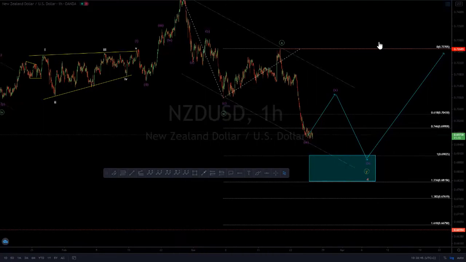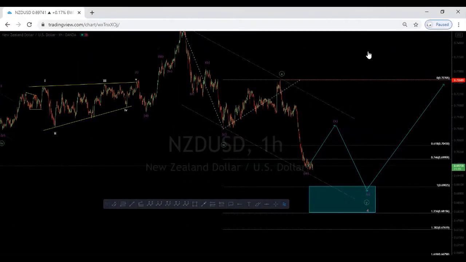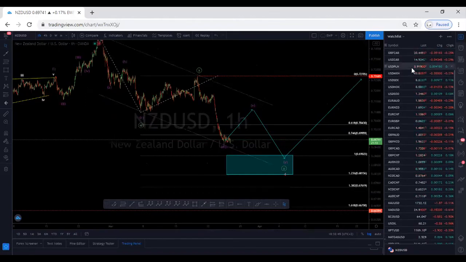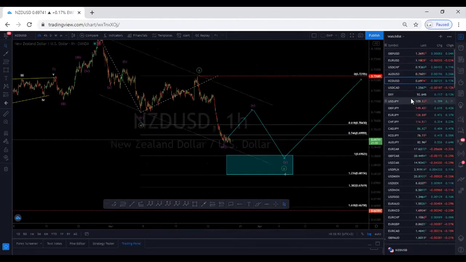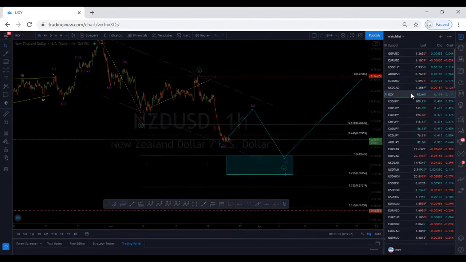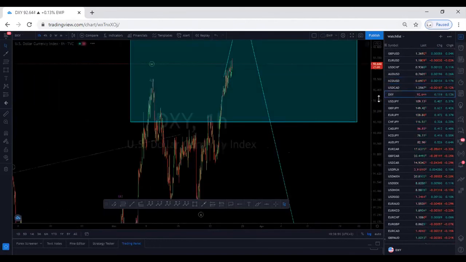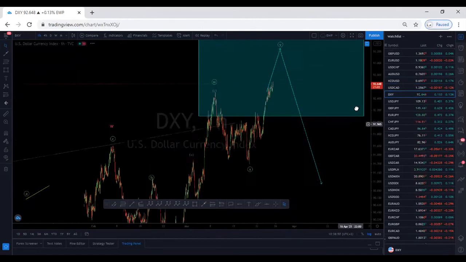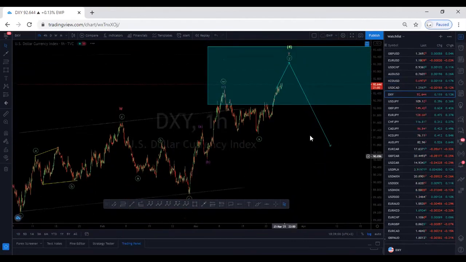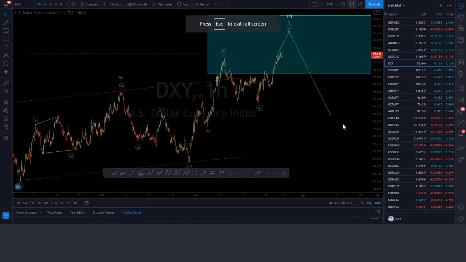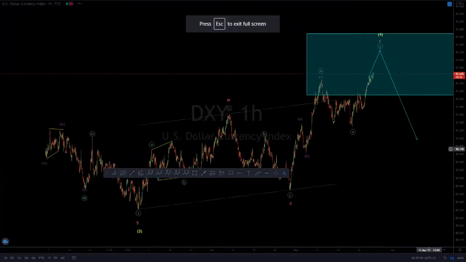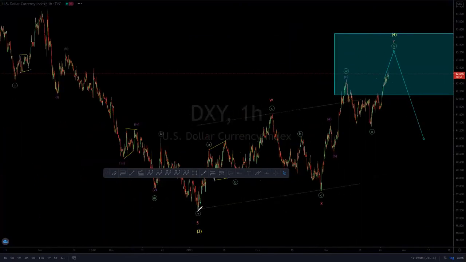Let's see here. What else do we have? Dollar index, I think this one is a must that we talk about every time we're in a live trading room, because this is the driver of the market. This is the driver of the market. So I'm still expecting. We've been looking at this structure here.